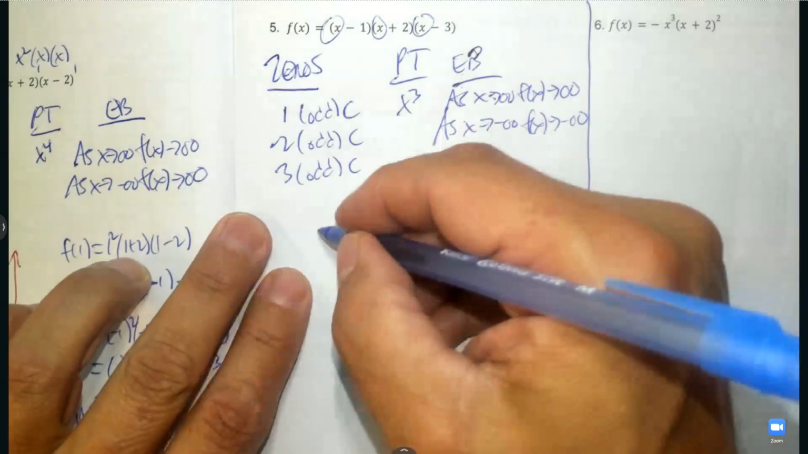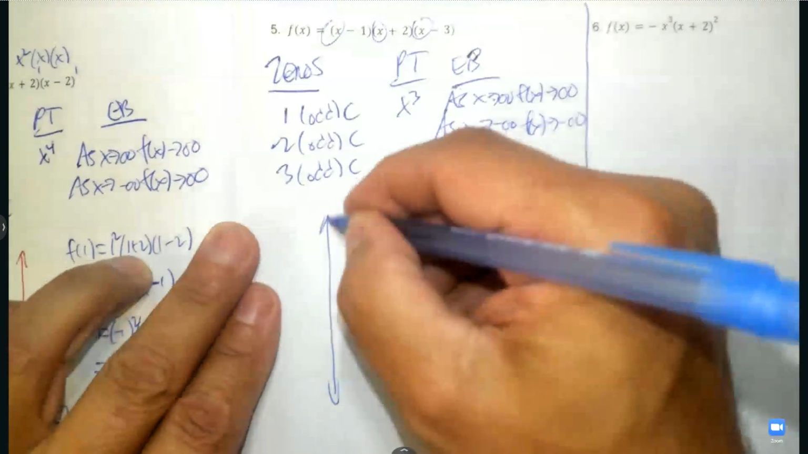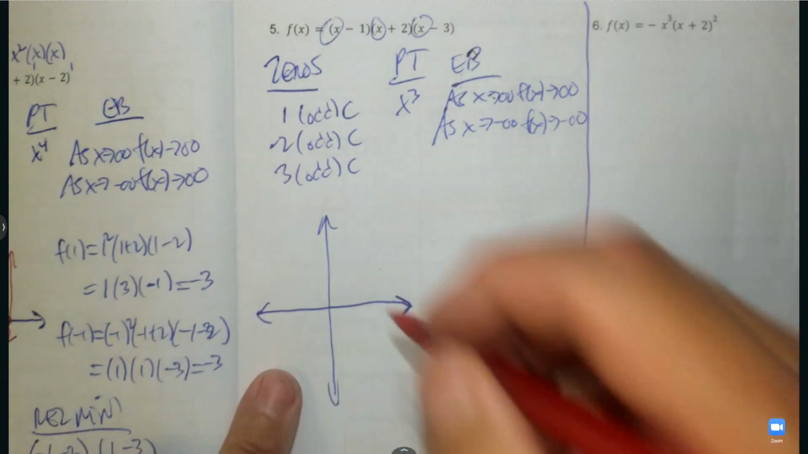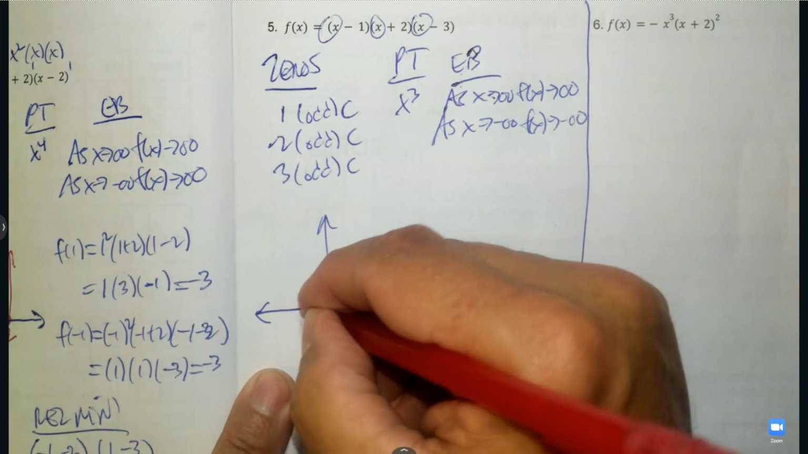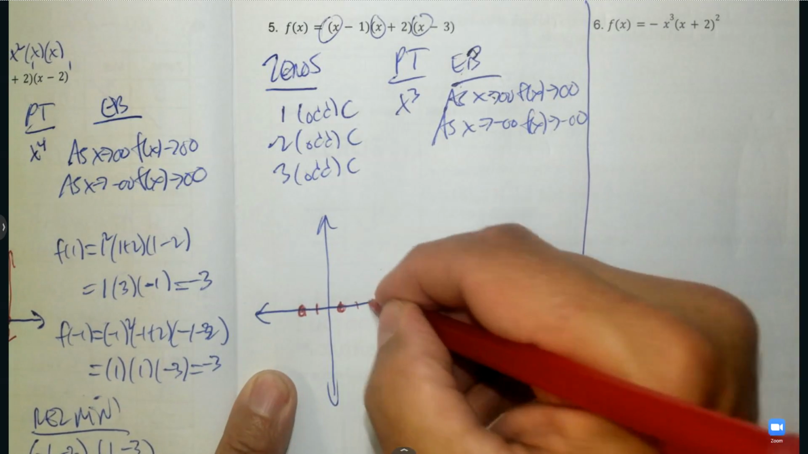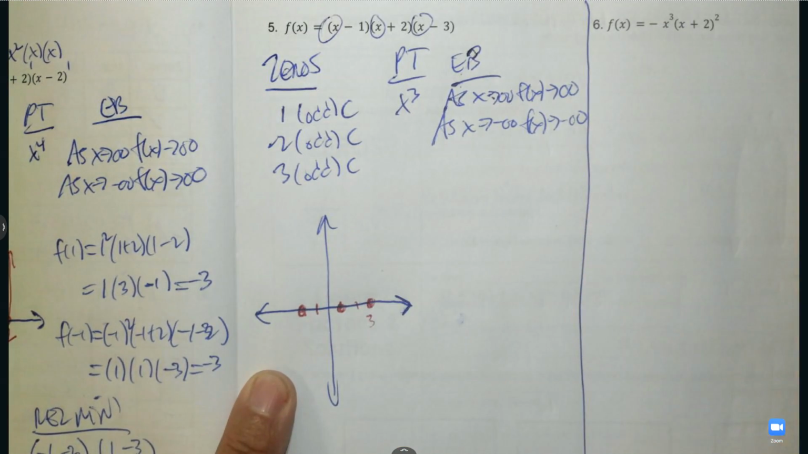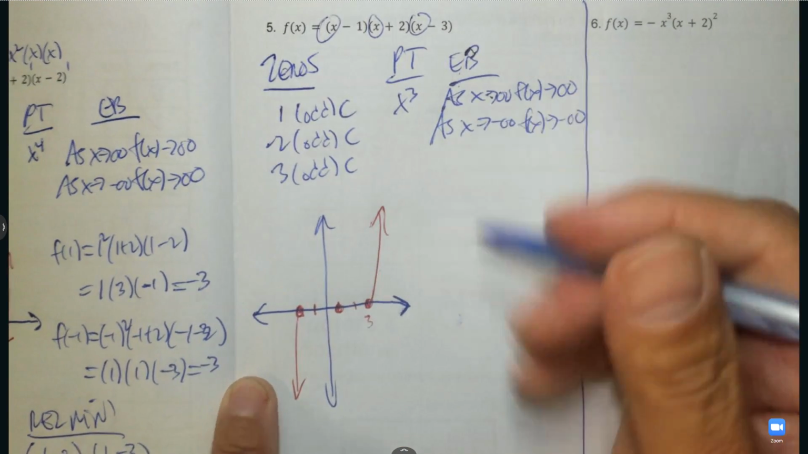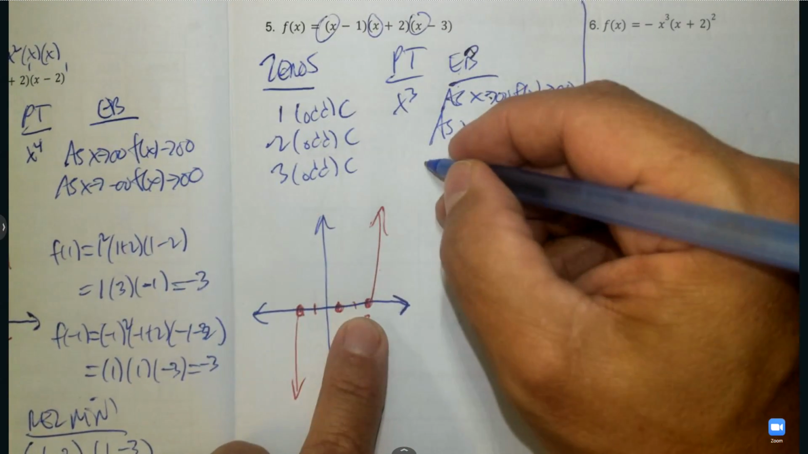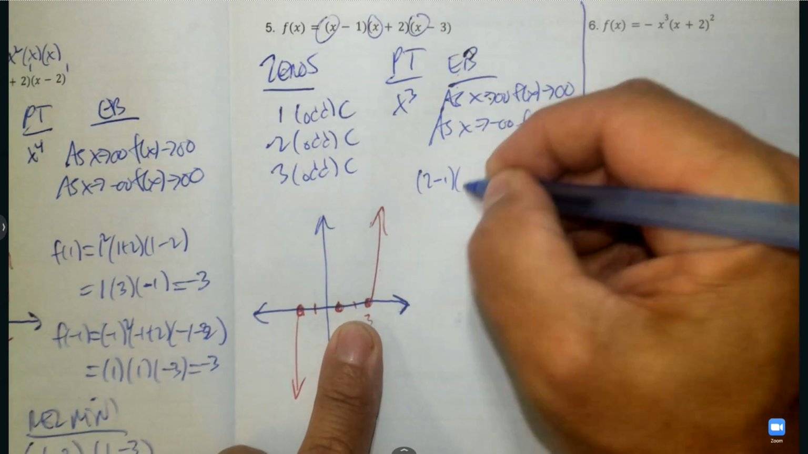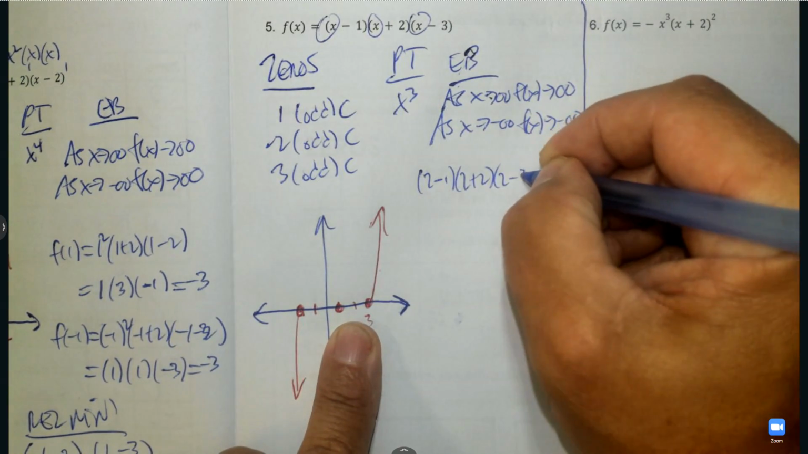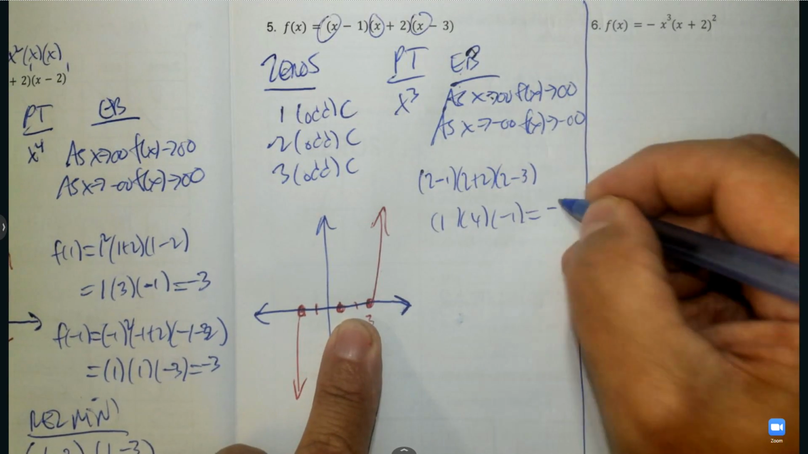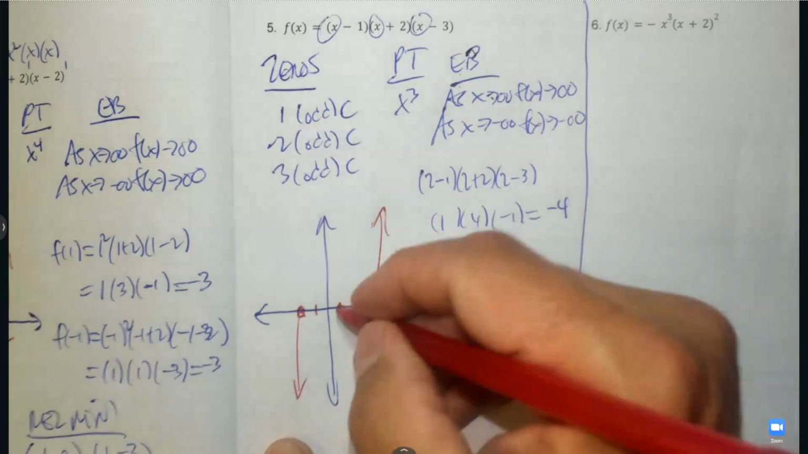All right, let's fill in what we have, and we'll see what else we need to fill in to make the graph complete. So we have positive 1, we have negative 2, and we have 3. And we know this end goes up and this end goes down. So we're going to fill in at 2. So we're going to go 2 take away 1, 2 plus 2, 2 take away 3, and multiply it. That gives me the answer negative 4.